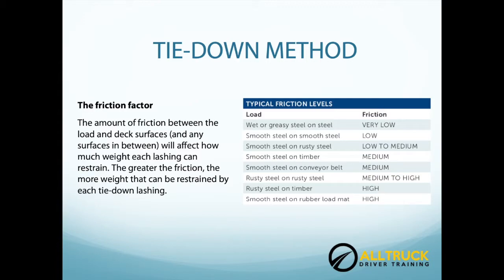So we have a table here that's directly extracted from the Load Restraint Guide, and it provides some examples of different coefficients. So you can see at one end of the spectrum, wet or greasy steel on steel provides a very low friction environment, and the contrast would be smooth steel on the rubber load mat, or better still, maybe a bit of rusty checker plate steel on a rubber load mat would provide a very high friction environment.